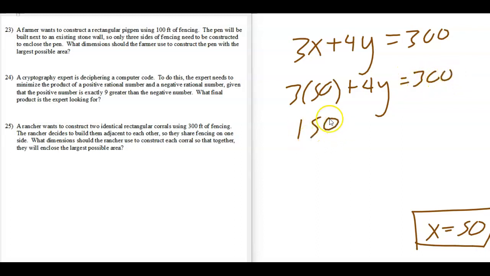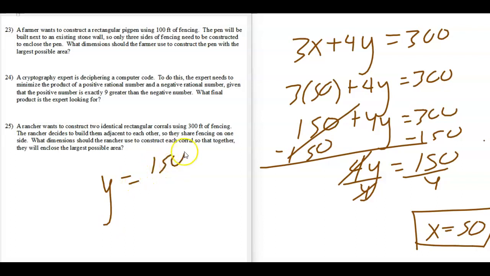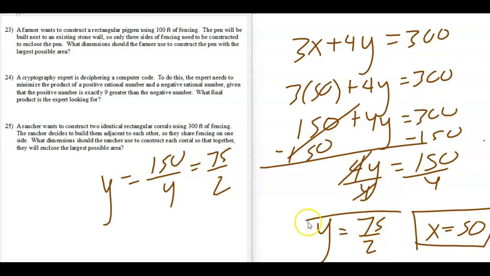That's 150. Minusing 150 on both sides, we get that. And divided by 4, we get that. I think that can be reduced. y is equal to 150 over 4. I know 2 goes into the top 75 times and the bottom twice, so that means that y is going to be 75 over 2. And so there are the dimensions. The height was 50, and the length was 75 over 2.